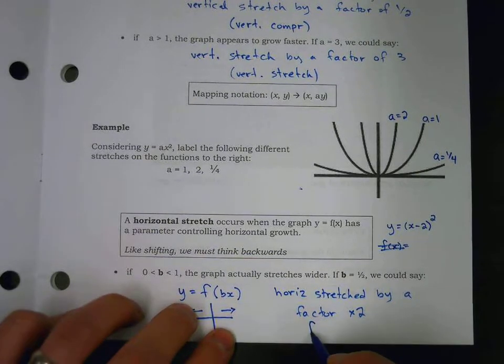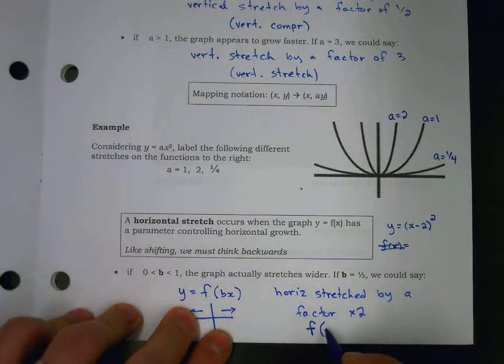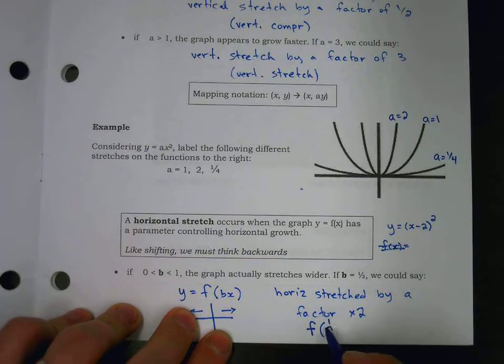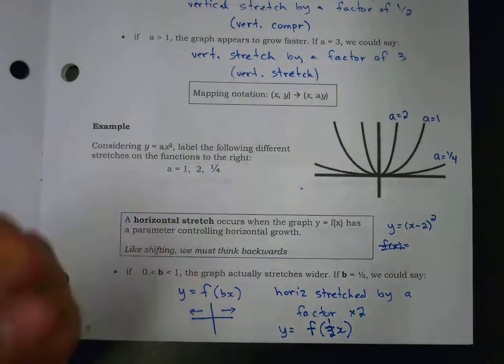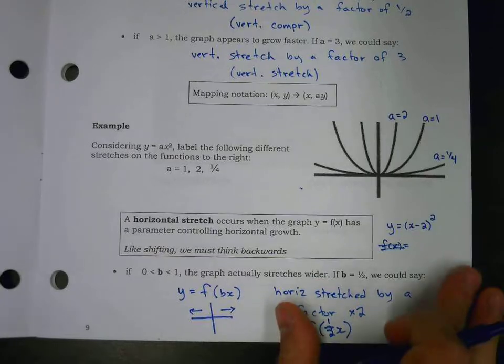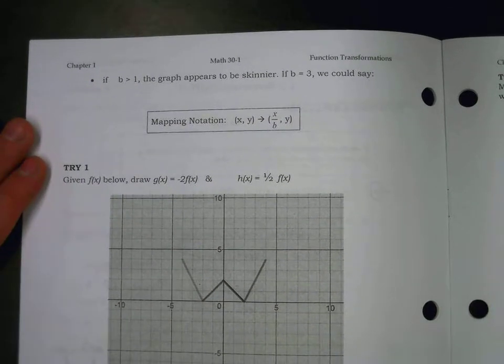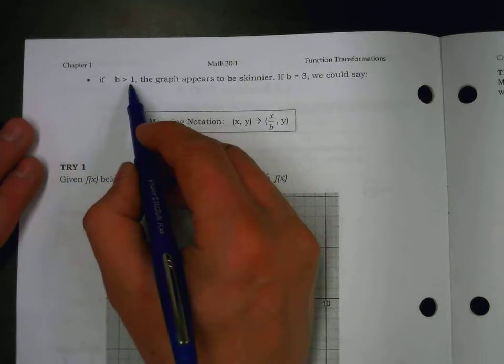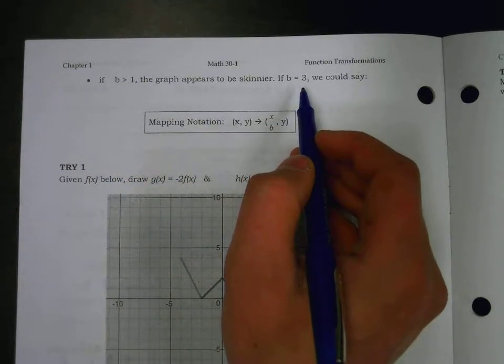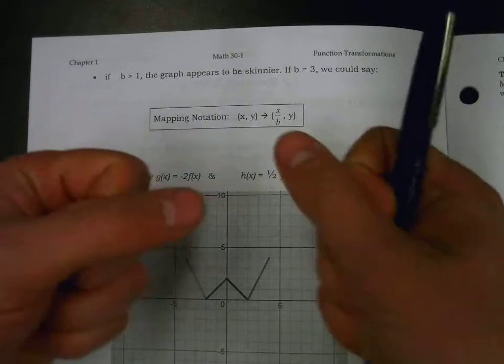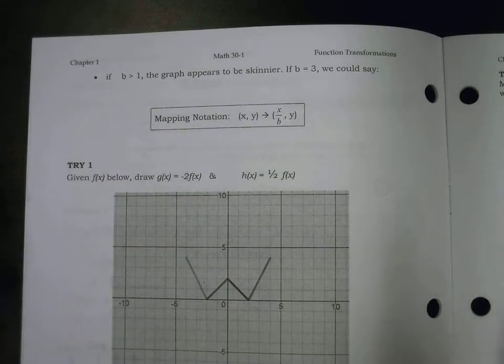So it's going to look like f of 1/2 x, and you see the 1/2 x, and this is going to appear as a stretch times 2, stretching it wider. In the other direction, if you had a b value that was greater than 1, for example, a b value of 3, we expect this to be stretching wider times 3, but it's actually getting skinnier.